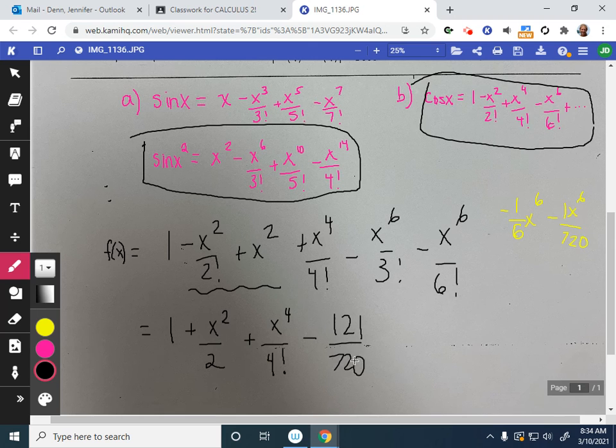Over 720, x to the 6th. So there we go. First 4 non-zero terms of this new Taylor series that got formed by adding up the series for sine of x squared and the series for cosine x. I don't think we've done that together, so now we have.